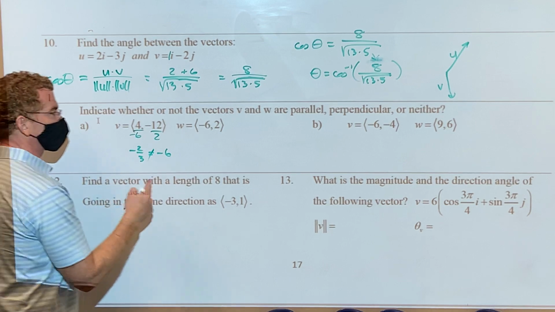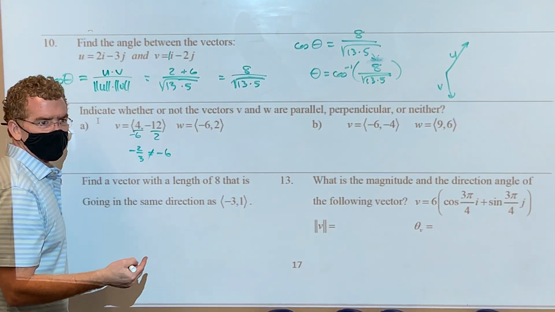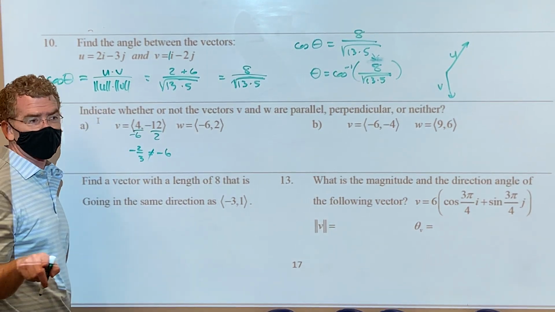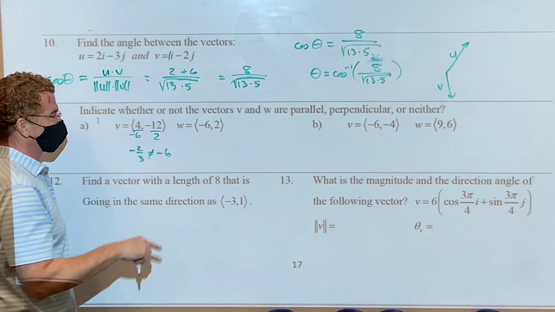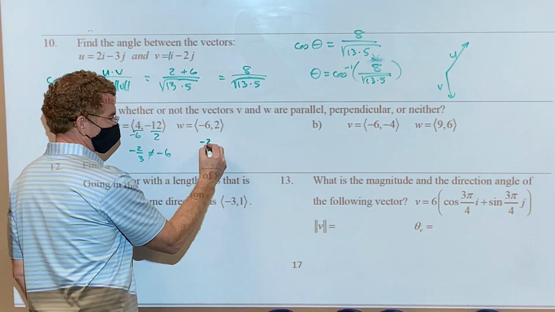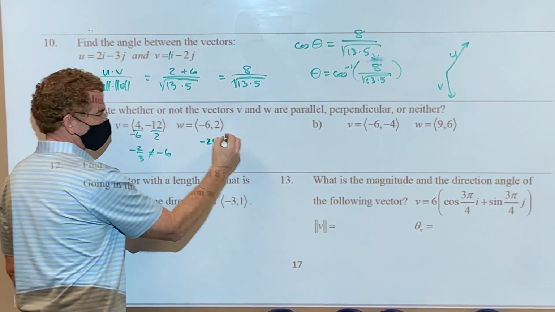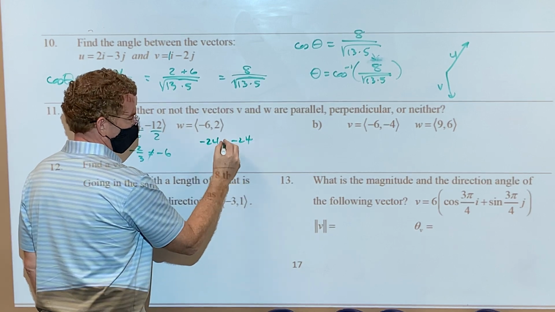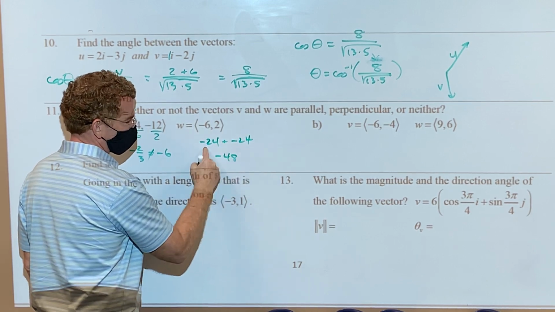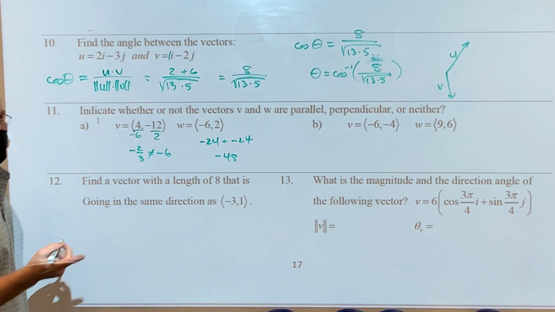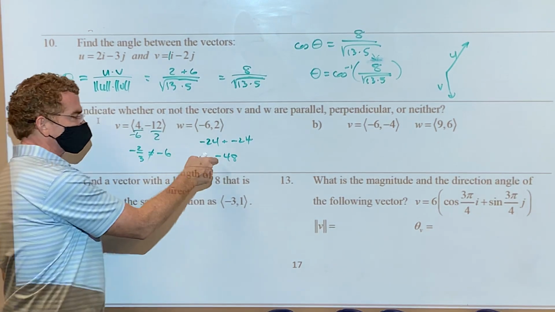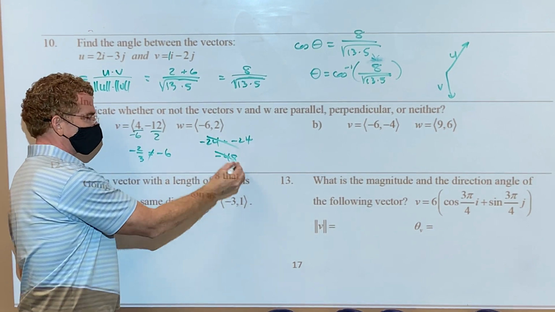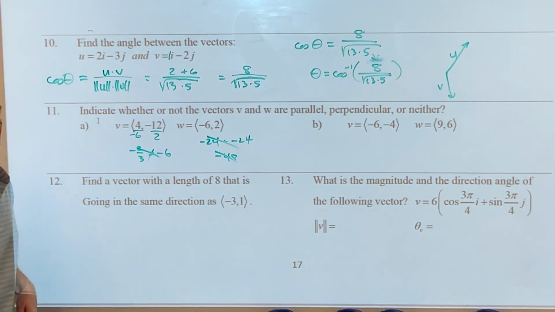Okay, well, how would I check for perpendicularity? Or whether they're orthogonal? Dot product gives me -24, and then another -24. And when I add those together, I get -48. So it kind of looked like it might be, but the signs were the same. So that's not equal to 0, so they're not perpendicular. So in this case, they're neither parallel nor perpendicular.